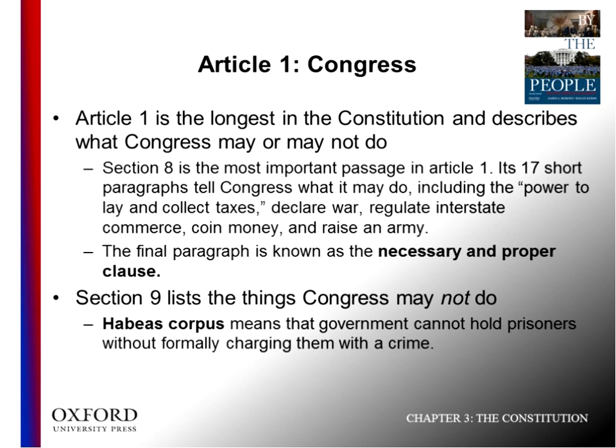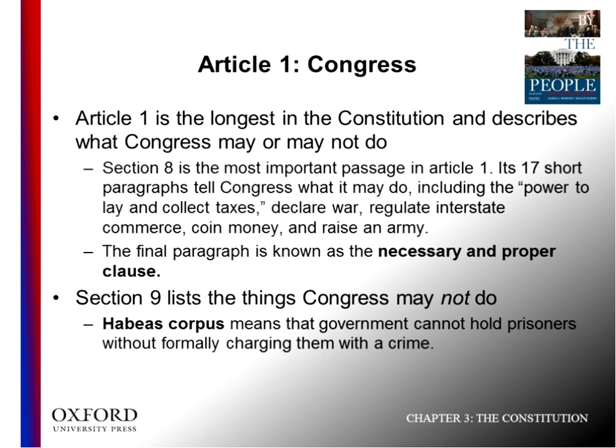The final paragraph is known as what's called the Necessary and Proper Clause. Extremely important, because if Congress has the right to raise an army, then it's necessary and proper to declare a draft. If Congress has the right to coin money, then it's necessary and proper to have a national mint. So in other words, the Necessary and Proper Clause really expanded the power of Congress. It says, look, Congress can actually establish a lot of things and do a lot of things in society because it's necessary and proper to carry out its duties.